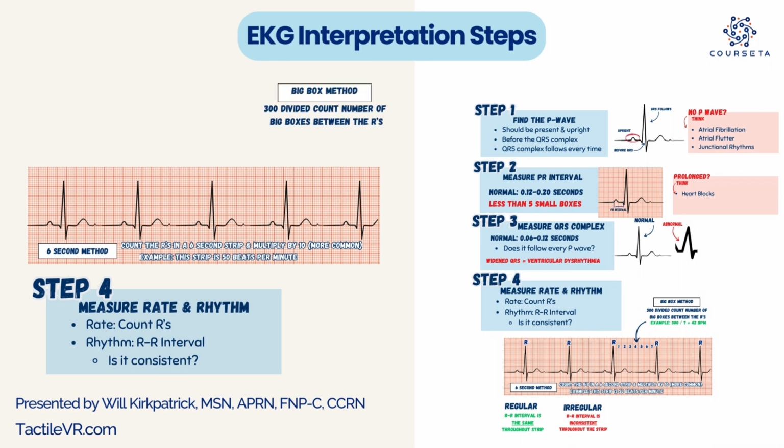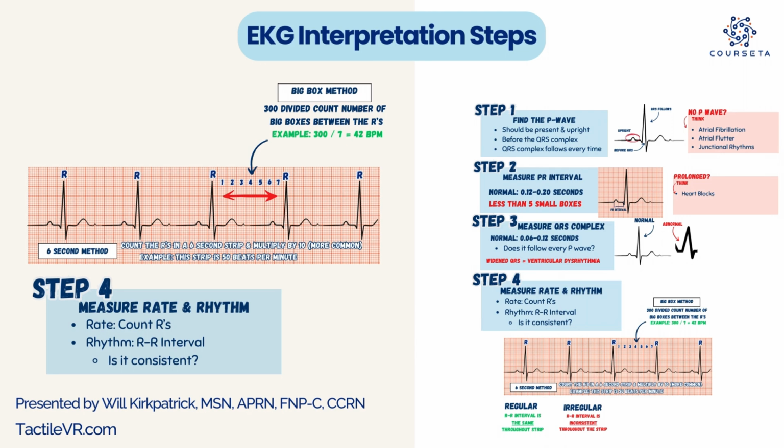Now, to use the big box method, you want to count the number of big boxes in between your R to R interval. So as you guys can see here, you have your R intervals here, and then you want to count the big boxes. So here we have 1, 2, 3, 4, 5, 6, 7. And you have 7 big boxes, and then you use 300 divided by that number. So in this case, it's 7. So the formula is 300 divided by that big box number, and that is your rate.